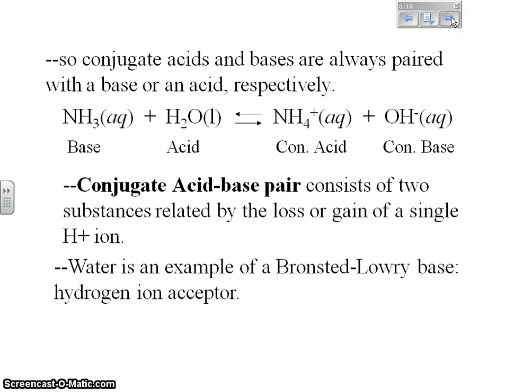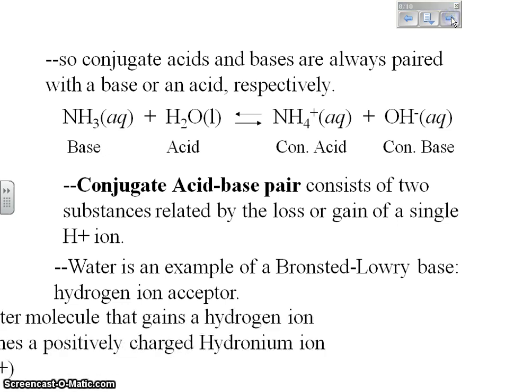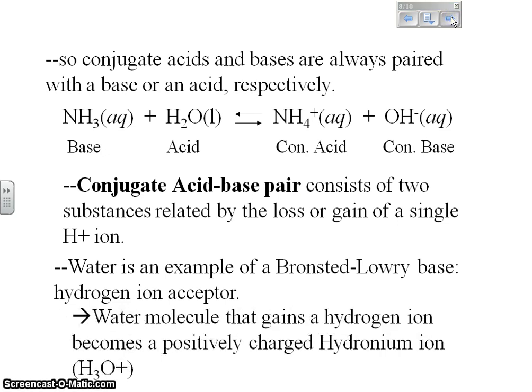Water is an example of a Bronsted-Lowry base. It's a hydrogen ion acceptor. A water molecule that gains a hydrogen ion becomes a positively charged hydronium ion. This is another one of those formulas that you are going to have to remember. H3O positive is hydronium. It is a water molecule that has gained a hydrogen ion. You need to memorize that.